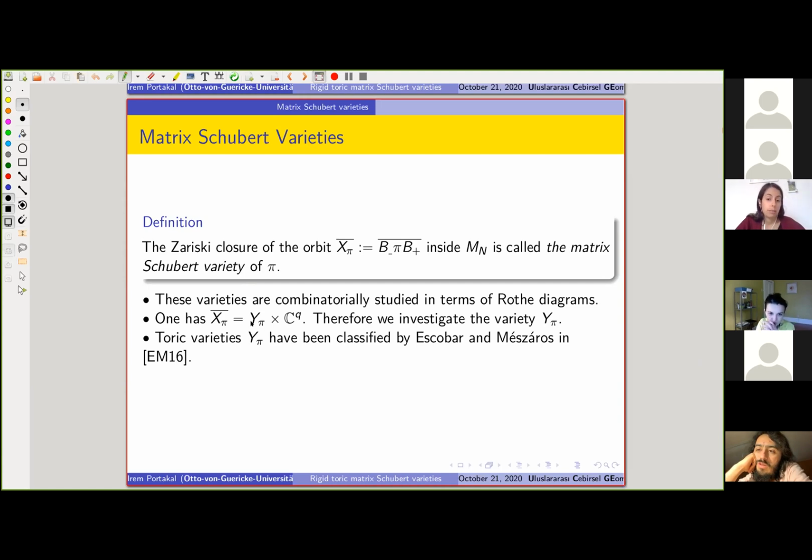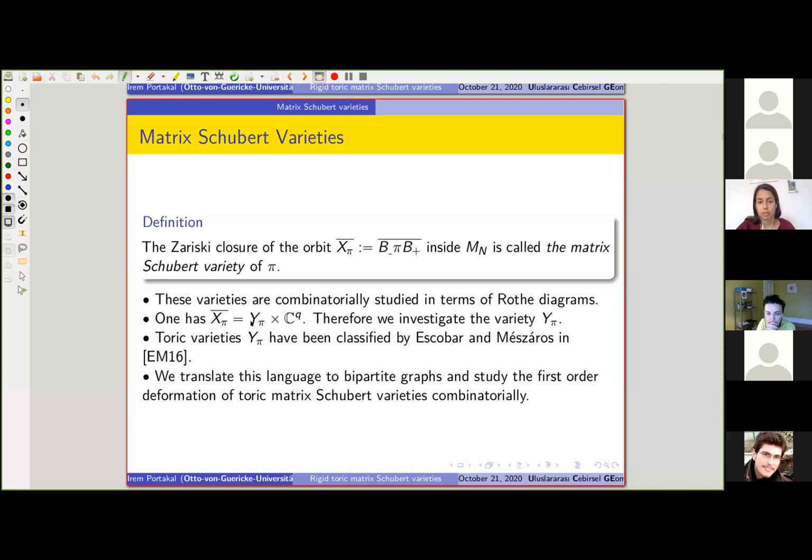The toric Y pi's have been classified by Escobar and Mészáros about 4 years ago. We are going to take this classification and translate it to the language of bipartite graphs, because, at least for me, subjectively, it was easier to understand these varieties in terms of bipartite graphs, and it was also intersecting with my PhD topic, where I was trying to understand toric varieties arising from bipartite graphs. It turns out these toric matrix Schubert varieties are a very nice subclass of the toric varieties arising from bipartite graphs. So I'm going to translate the language of Rothe diagrams to bipartite graphs, and we'll work there.